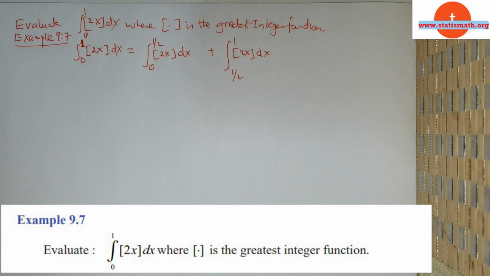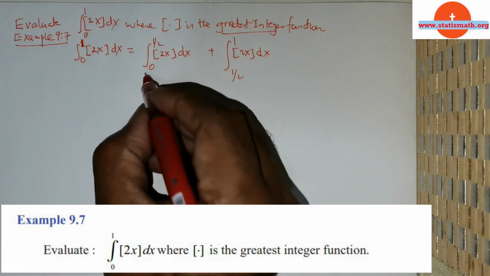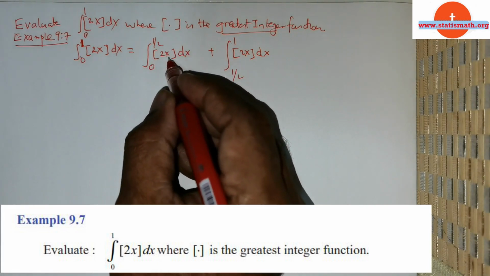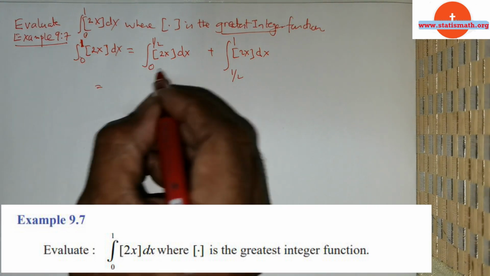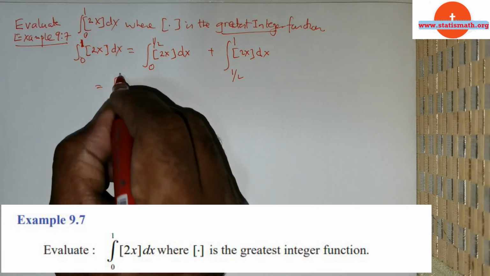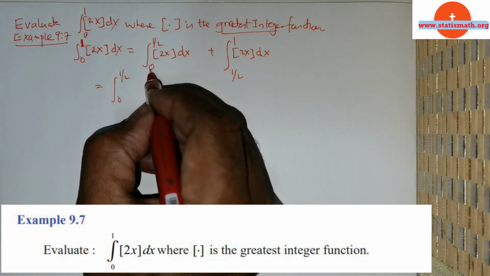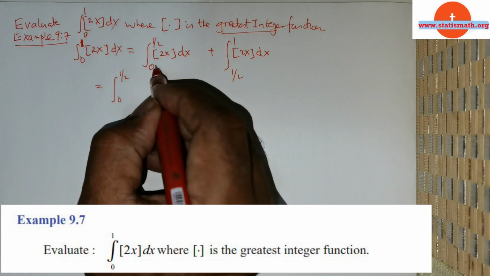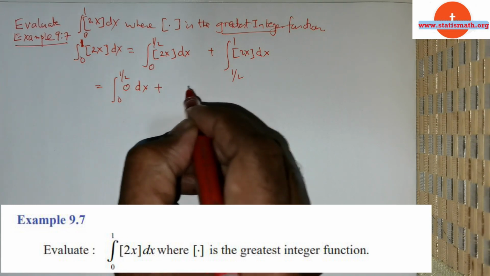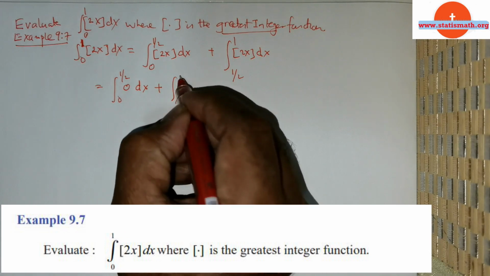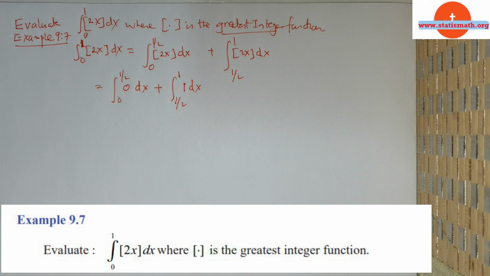Now, what do you mean by the greatest integer function? As the name suggests, greatest integer. Between 0 and 1 over 2, the greatest integer is actually 0. So, this is going to be integral 0 to 1 over 2. The greatest integer the function can take is going to be 0, so I need to place that value 0 there. Plus integral 1 over 2 to 1 times dx. So this is the way you have to do it.